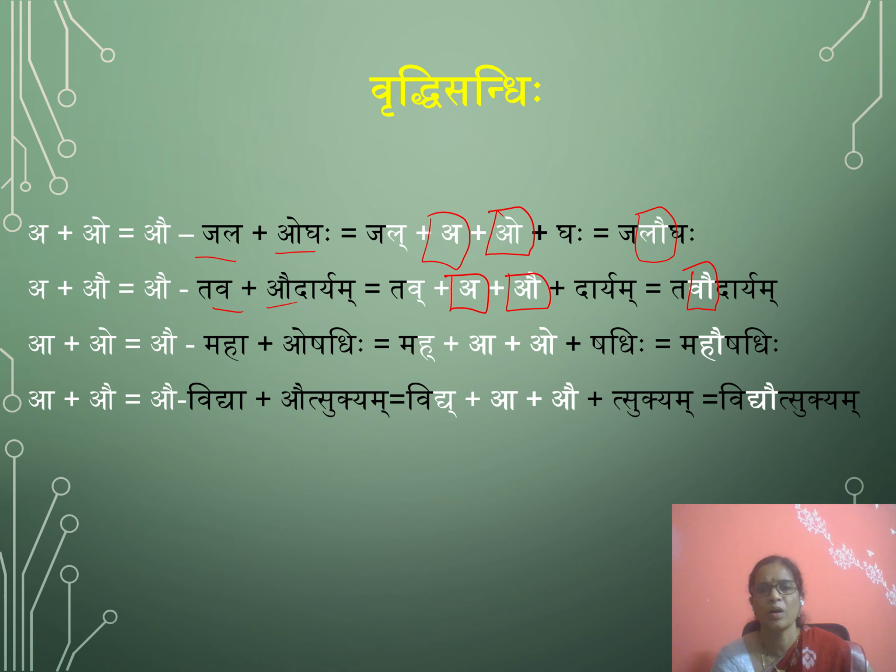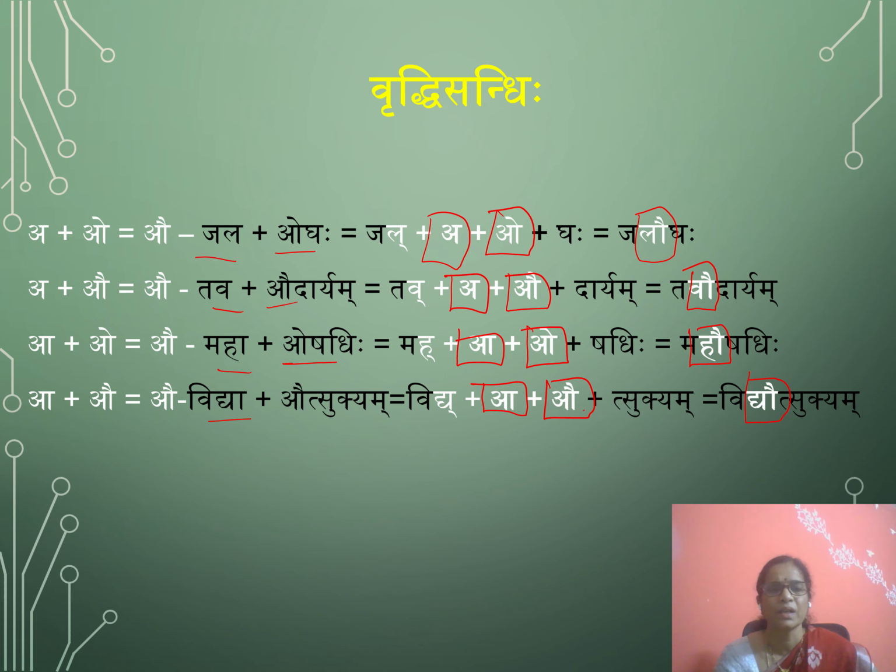Here also Au. Then maha plus oshadhihi. O. First word last letter A. Second word first letter O. Then we are getting mahaushadhihi. Here also we are getting Au. Then vidya. In that what is the first word's last letter? A. And second word autsukyam. In that first letter Au. Then A plus Au. Again we are getting Au.